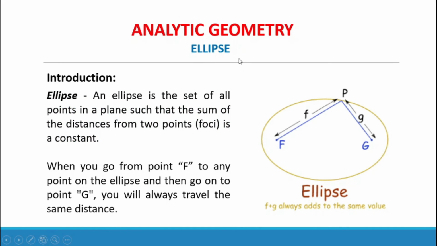Conic section: ellipse. Introduction. An ellipse is the set of all points in a plane such that the sum of the distances from two points, the foci, is a constant. When you go from point F to any point on the ellipse P and then go on to point G, you will always travel the same distance, so FP plus PG always adds to the same value, and that's an ellipse.